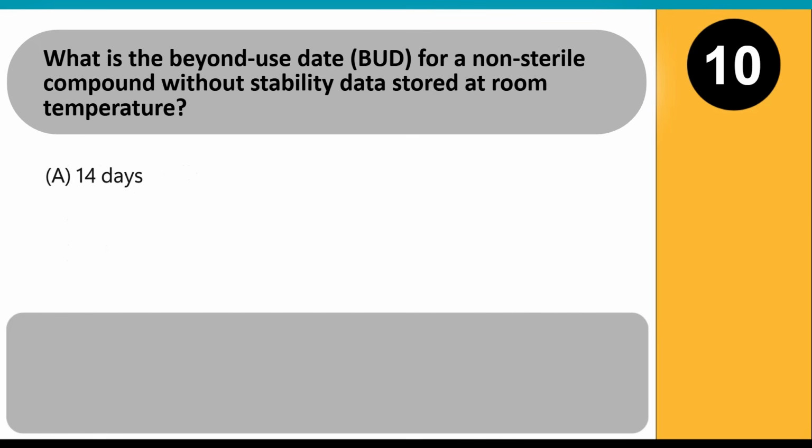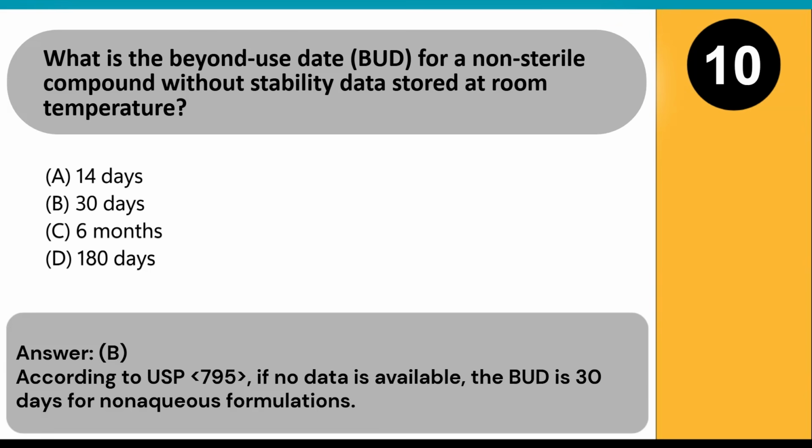What is the beyond use date, BUD, for a non-sterile compound without stability data stored at room temperature? A. 14 days. B. 30 days. C. 6 months. D. 180 days. Answer: B. According to USP <795>, if no data is available, the BUD is 30 days for non-aqueous formulations.